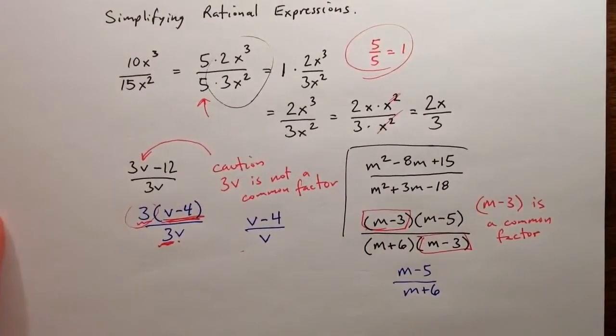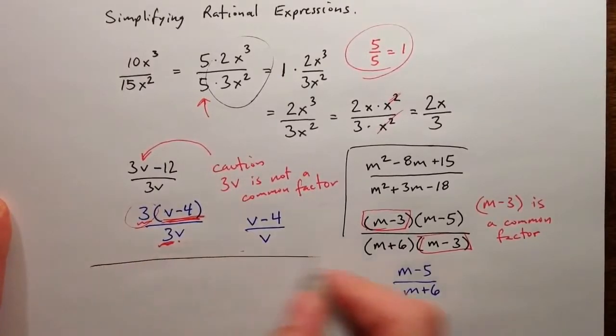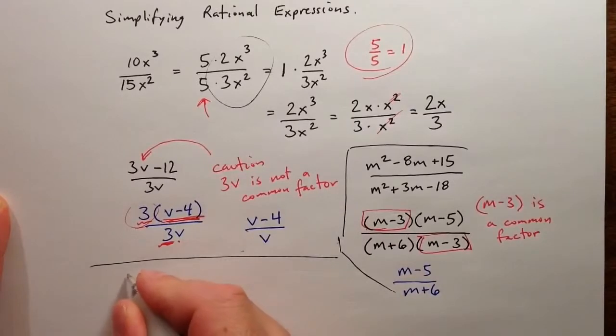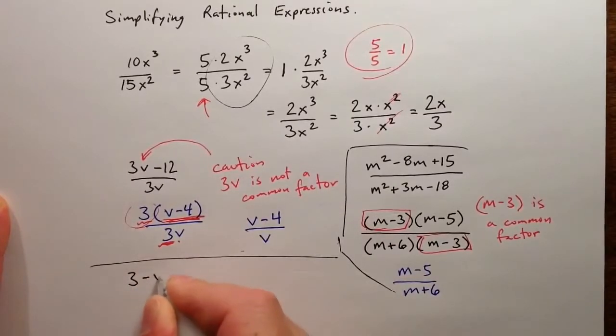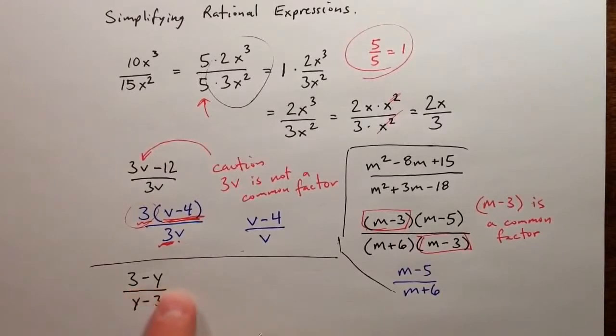One more example highlights a subtle thing that's important to realize. 3 minus y over y minus 3, those two expressions are almost the same, but they're not quite the same, right? So reversing the order of subtraction doesn't change an expression a whole lot, but it does change it a little bit. And we can see what it does.